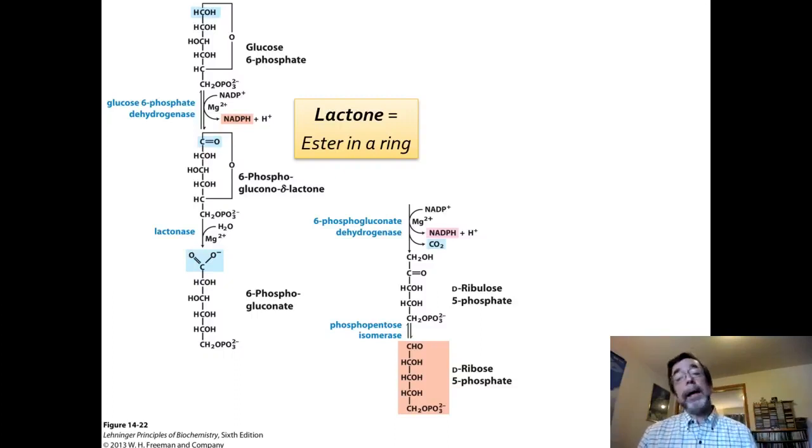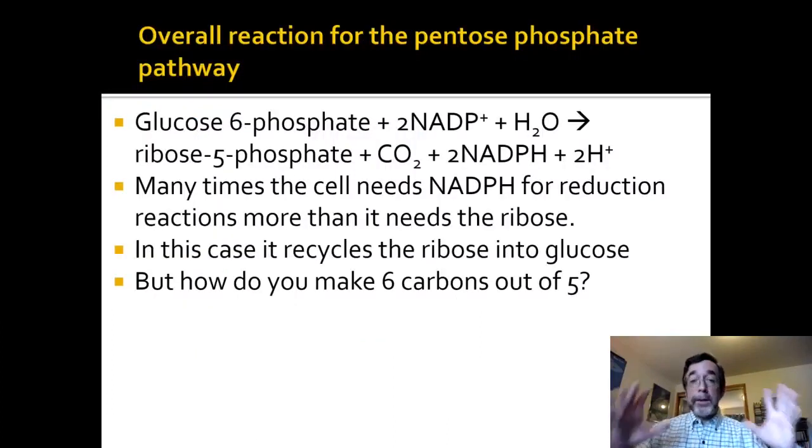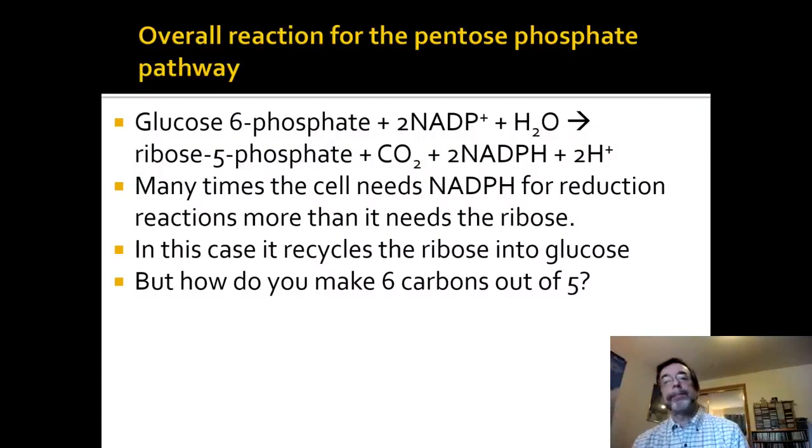I am not going to ask you the names of these. I'm not going to ask you the specific structures, but I want you to have this in a 5-minute sort of snippet in your head. The overall reaction is what's really important. It's basically glucose 6-phosphate gets turned into ribose 5-phosphate, and CO2 comes off, 2 electron pairs come off, 2 NADPHs. And so a lot of times the cell will need the NADPH more than it needs more ribose.